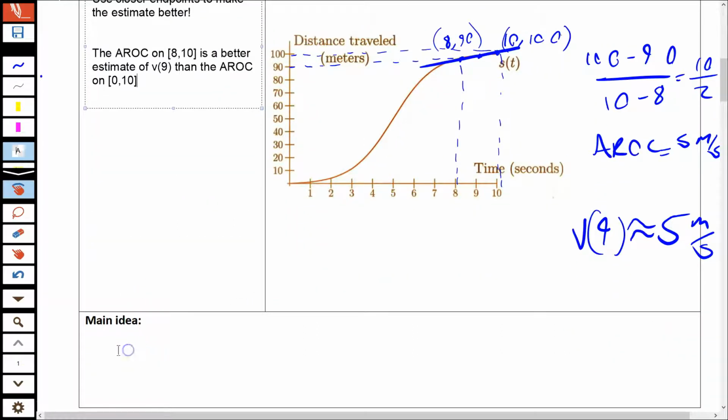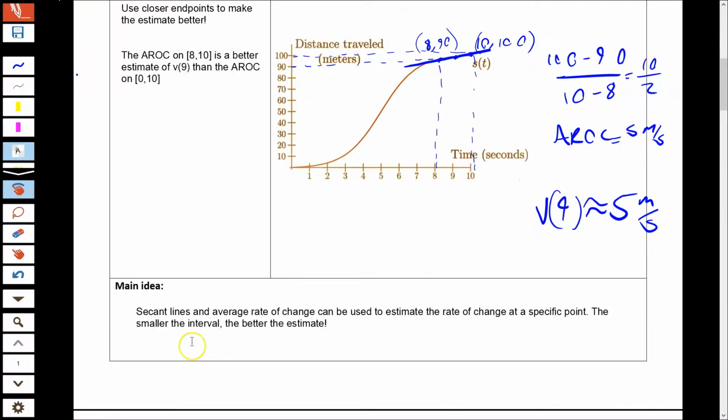So here's our main idea. The main idea is that we can use our secant lines and average rate of change to estimate the rate of change at a certain point. And then the smaller we make that interval that we're looking at, the better the estimate is. This is super important. This is a great time to make sure you've captured everything on this first page of notes.